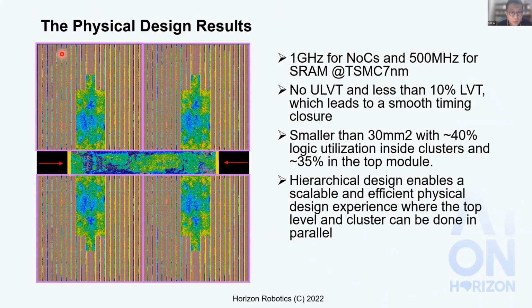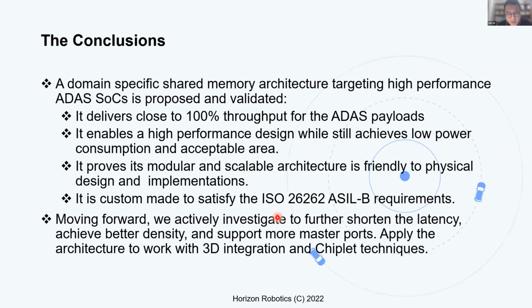Okay, so the prototype went through the entire physical design. We did timing at 1 GHz for the NOC and 500 MHz for the SRAM at 7 nanometer, and we didn't use any ULVT cells, and a 10% limit for LVT cells is used, and this leads to a smooth timing closure. The final area is less than 30 square millimeters, and the utilization rate of the logic is around 40%. It's a wire-dominant design, and the hierarchical design enables very smooth closure.